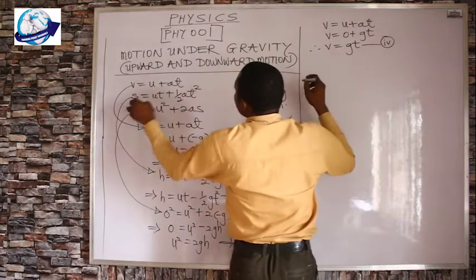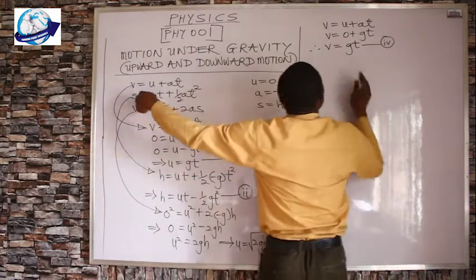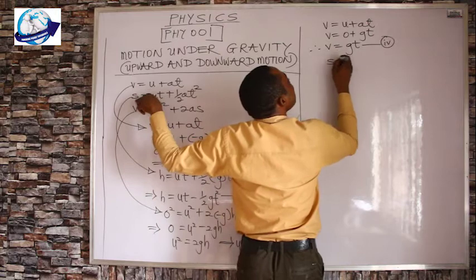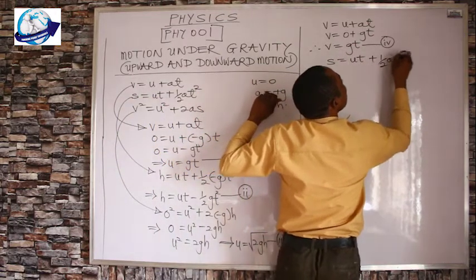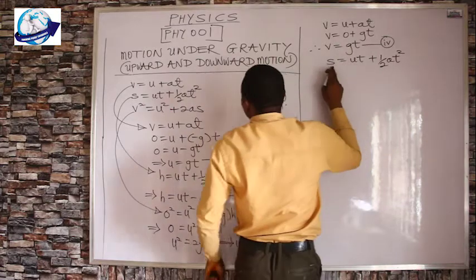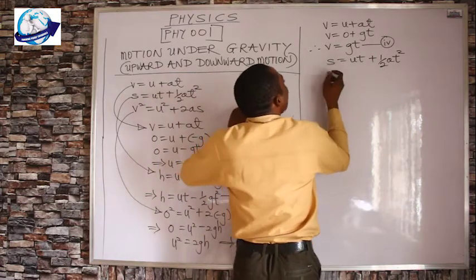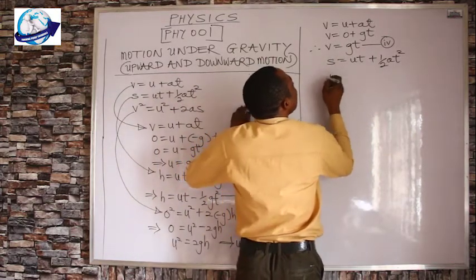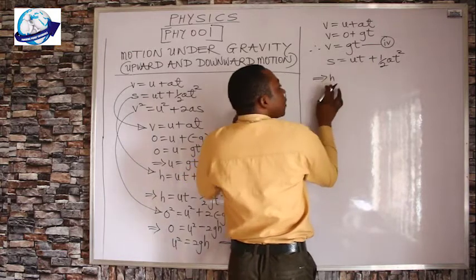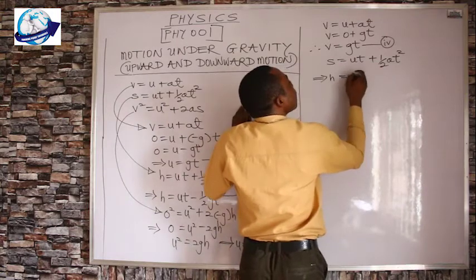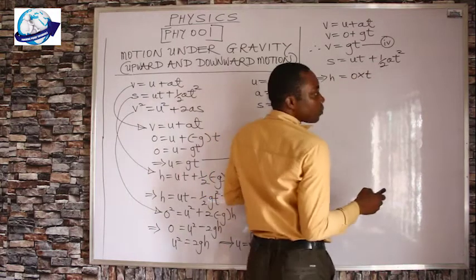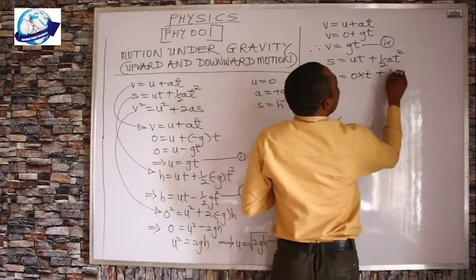Let's call this one equation IV. Then we have the second equation, which is s equals ut plus half at squared. The s here is our height. It implies that the s, which is the height, is equal to u, which is 0, times the time, plus half.